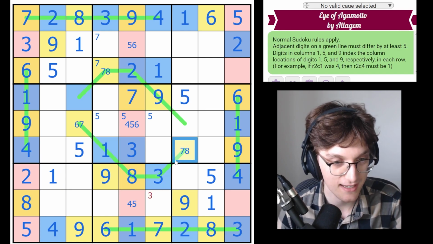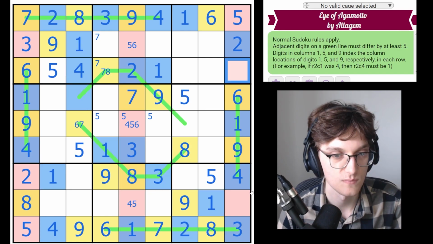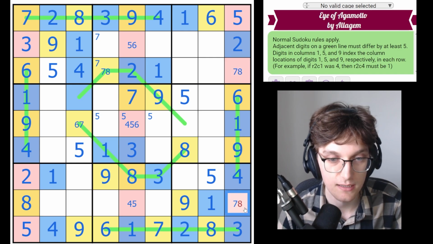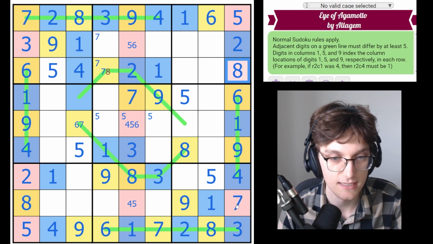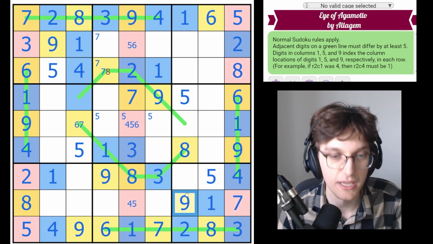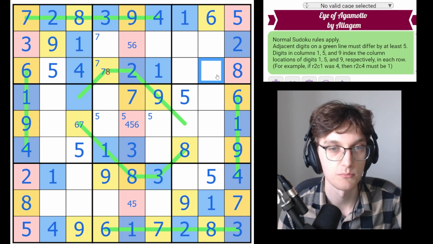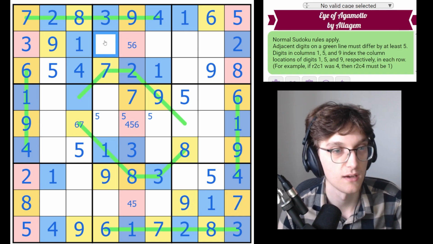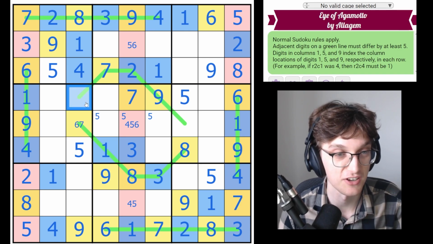This has to be 8 then. What's left in this box? 4. What's left in this column? 7 and 8. This has to be 7 and 8. And therefore... we already knew that, actually, because of this. But that means this is 9. This is 7. I think that this is working, and that kind of blows my mind.